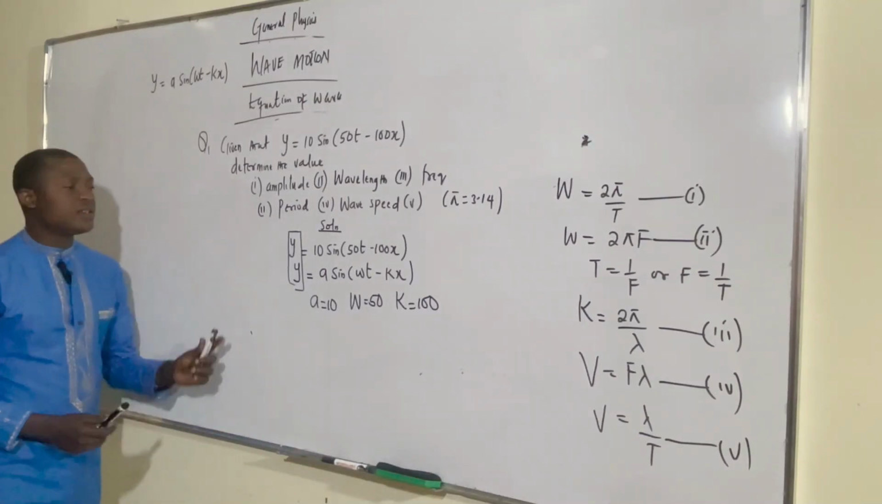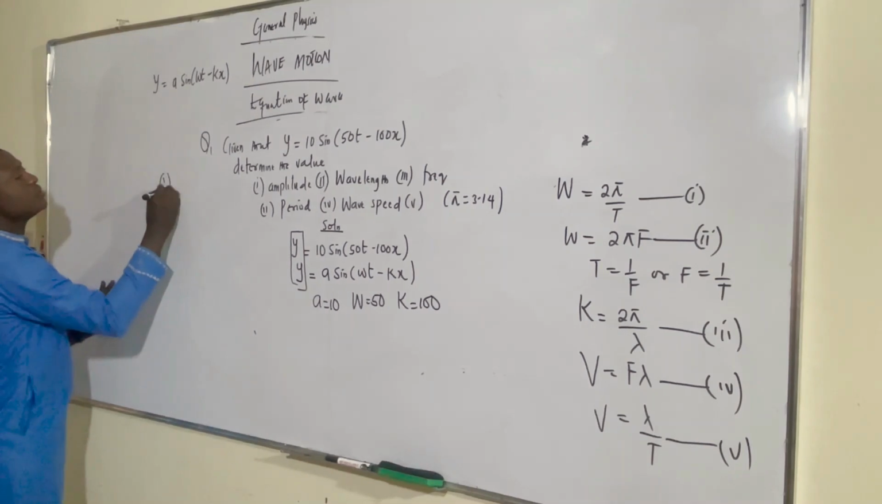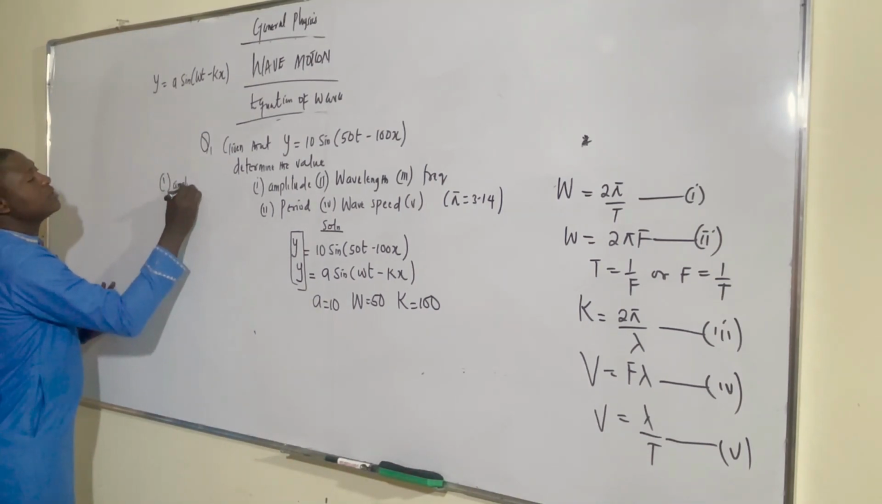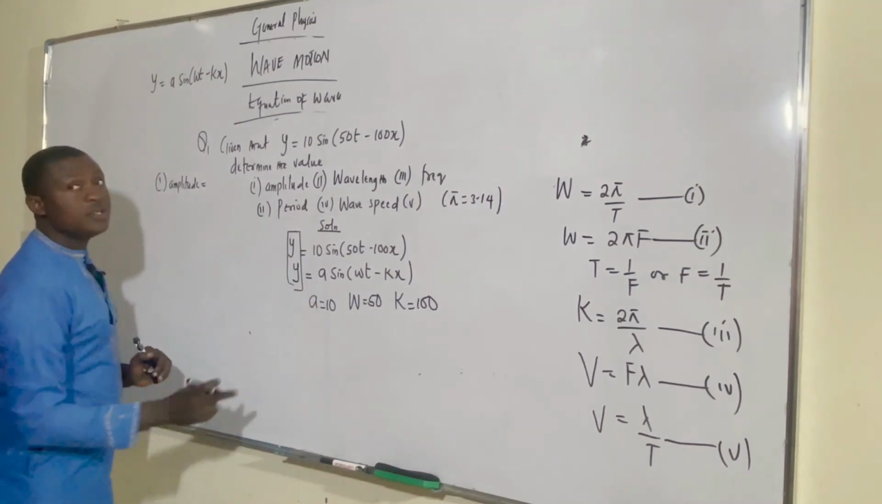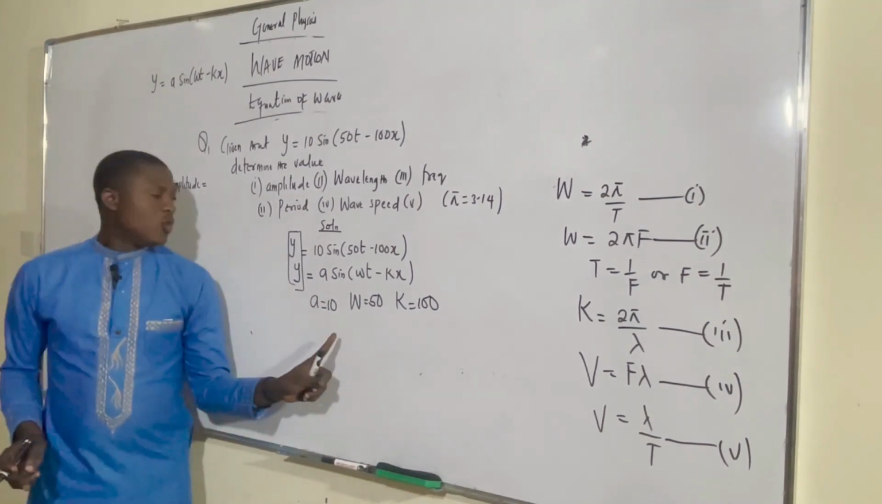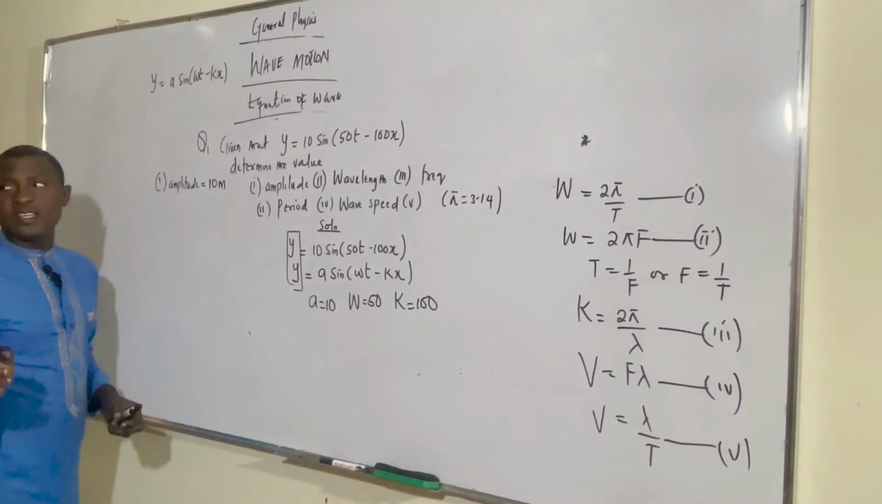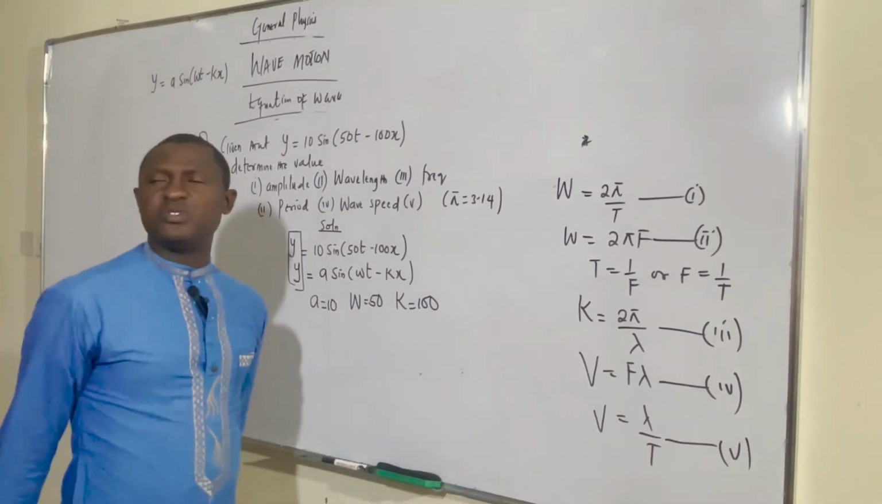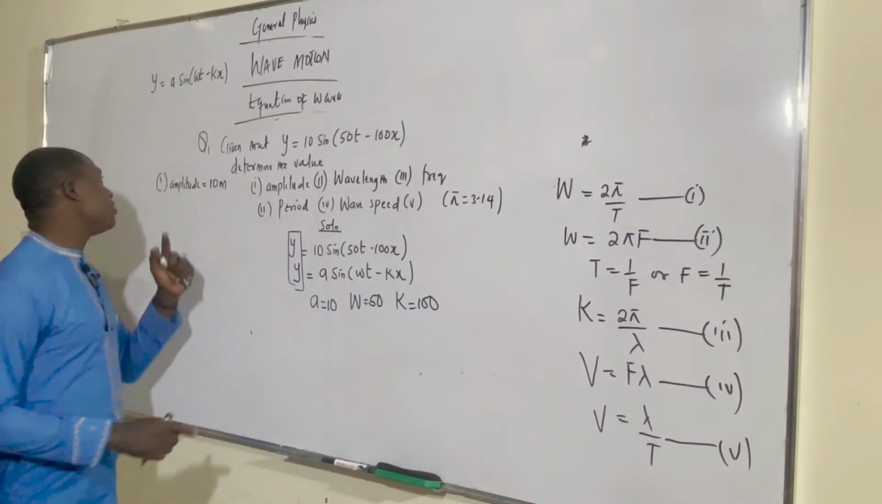So the first question says you should determine the amplitude. Look at the equation. We say that A here in the equation means the amplitude. So that means from here we have our amplitude to be 10. And don't forget, we said amplitude is measured in meters. You can see how we determine the amplitude. Just so simple. By comparison, we have the amplitude to be 10.